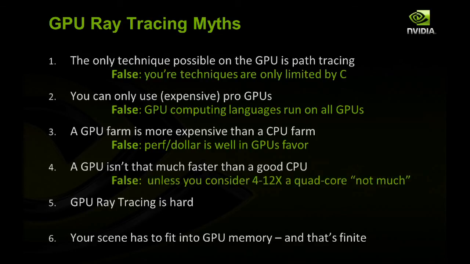And that a GPU isn't that much faster after all, versus a hex core or a really good Nehalem or something. Well, that's not true. Mileage varies according to who's writing the code, but on average we're seeing developers get between 4 to 12x over their CPU code. And then, that GPU ray tracing is hard.